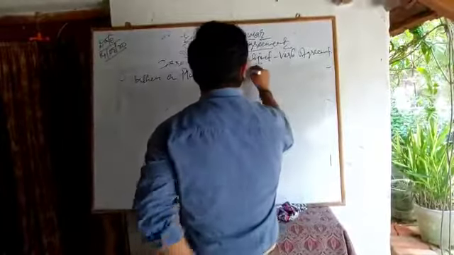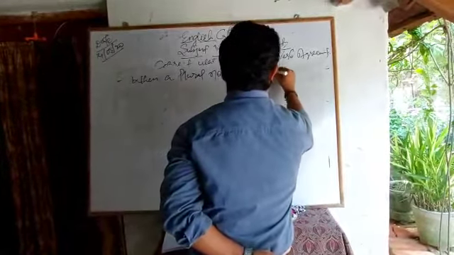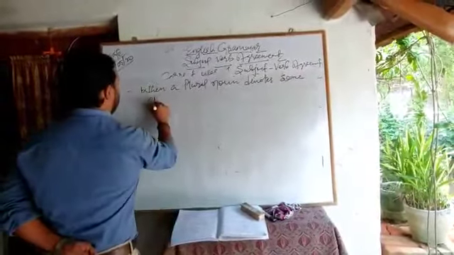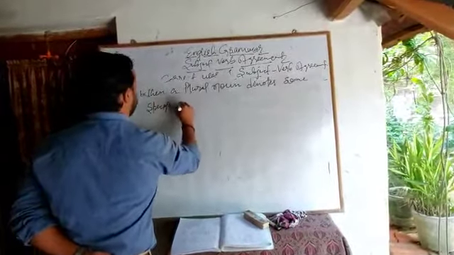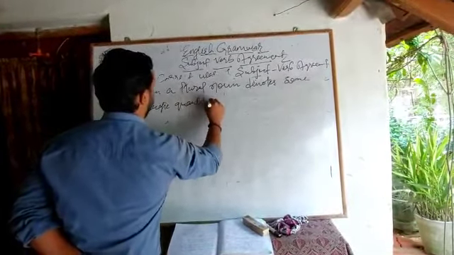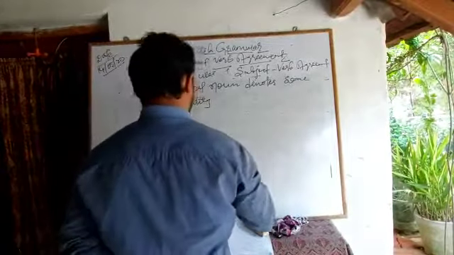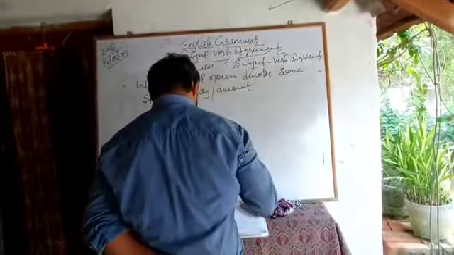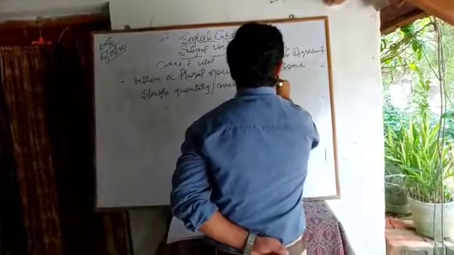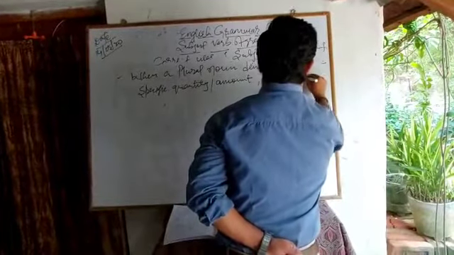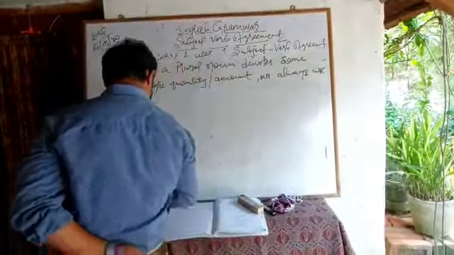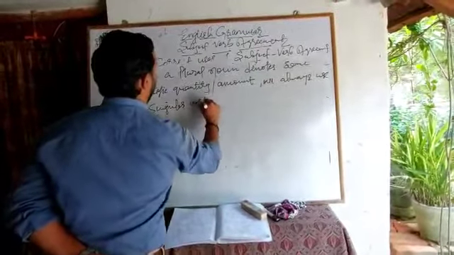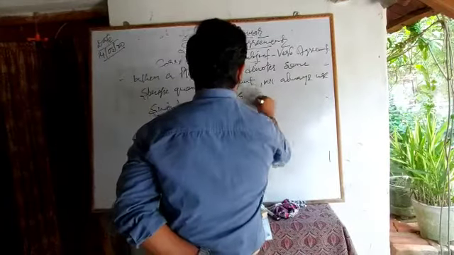When a plural noun denotes some specific quantity or amount, we always use a singular verb.